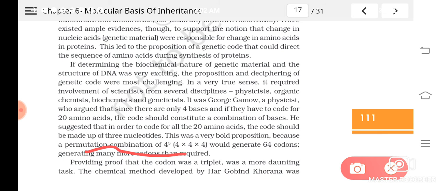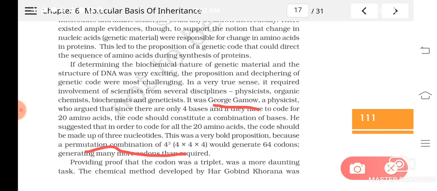In the RNA, how is the information stored? In the form of codons. I told you a codon contains 3 letters. Who proposed it? It was proposed by George Gamow. He said that only 4 bases are there, the 4 bases being A, U, C, G, and if they have to code for all the 20 amino acids, there should be a combination of these.